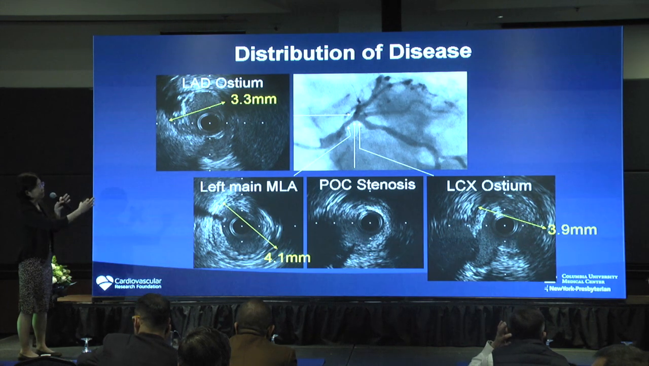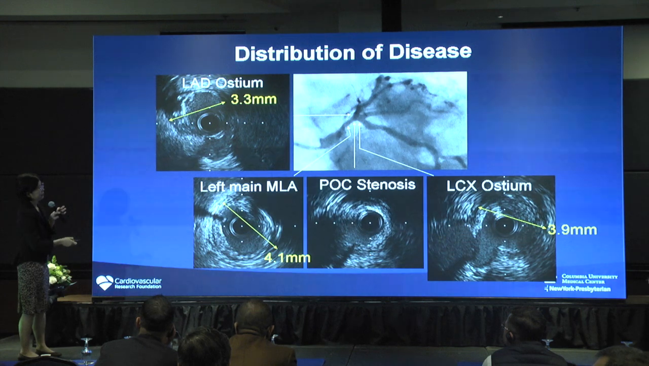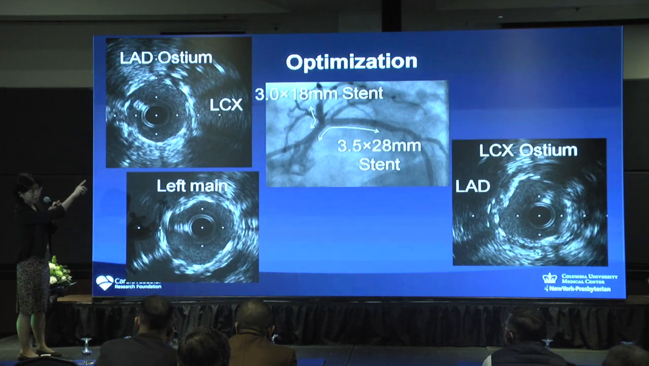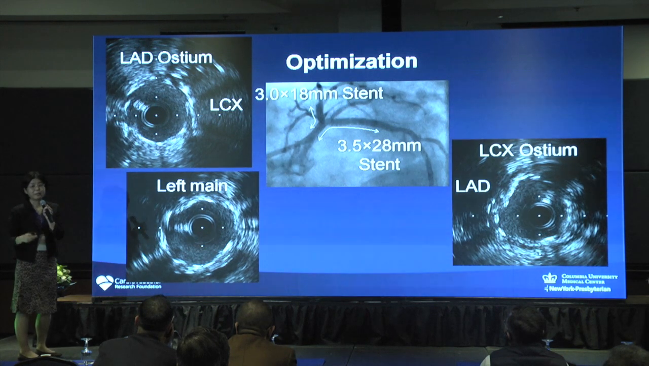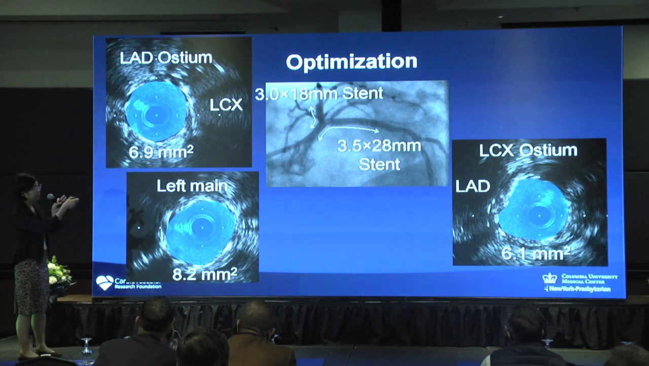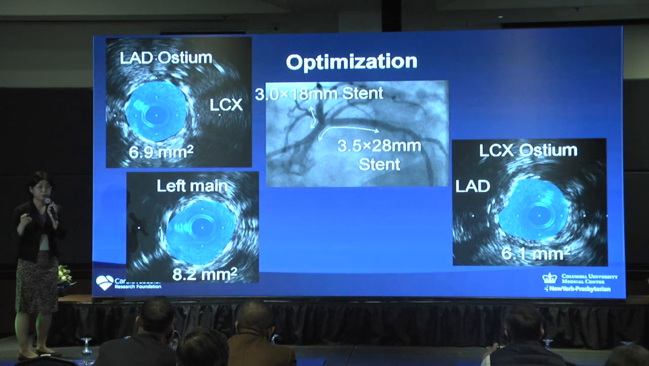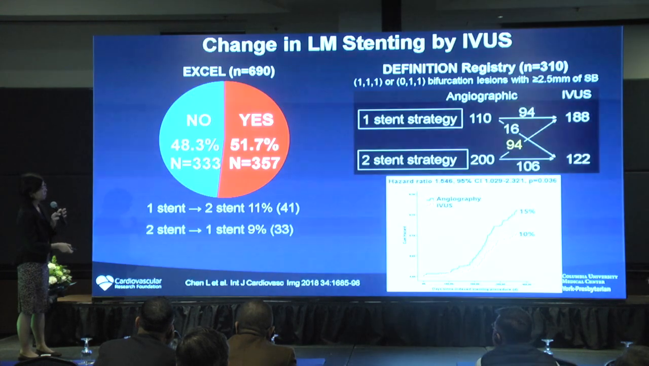So this is the kind of measurement we cannot get by angio. Based on this, we decided on a 3 stent from the LAD to the left main, and a 3.5 stent from the circumflex to the left main. That's very different compared to regular left main stenting. And then we confirmed all segments were nice. So those are the steps of how to decide on the 2-stent technique.